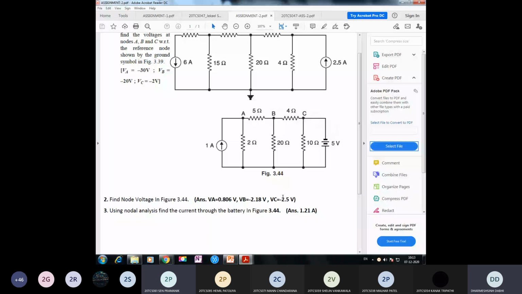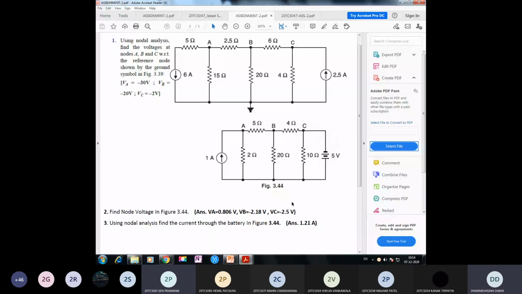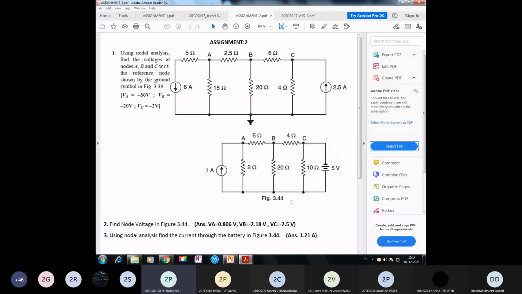And sir, in question 1, are the answers correct? Yes. In question number 1, assignment 2, yes, all the answers are right. I will give the solution of one of the students who wrote all the answers correctly. So identify your errors, whatever mistakes you have made, and correct them.